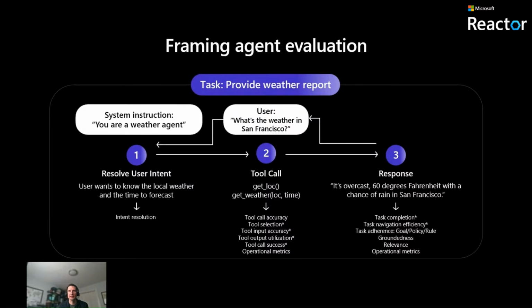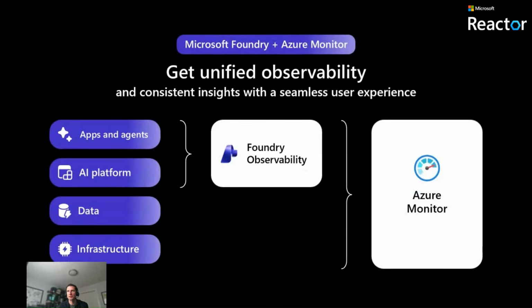And then finally, the last thing that I will highlight is we partner closely with Azure Monitor so that you can get unified observability. All of the observability data that we produce gets published to Azure Monitor. That includes tracing, eval results, red teaming results, so that you can go to Azure Monitor and get a full stack view across not just your apps, agents, and AI platform, which is what we offer in the Foundry, but also your data and infrastructure resources. And from there, you can create things like custom dashboards and so forth. So that wraps up the overview presentation.